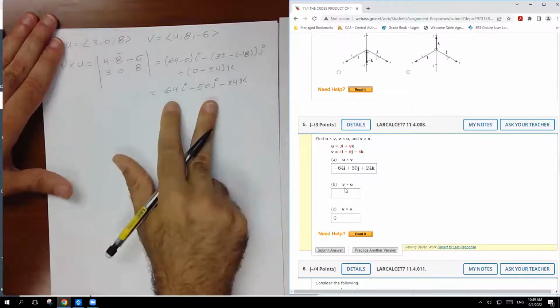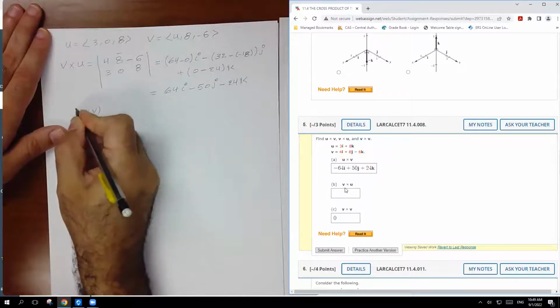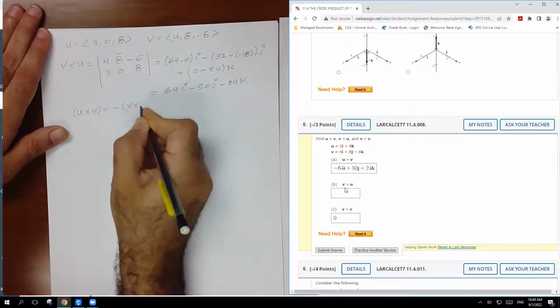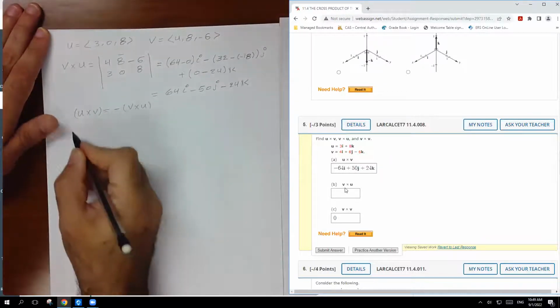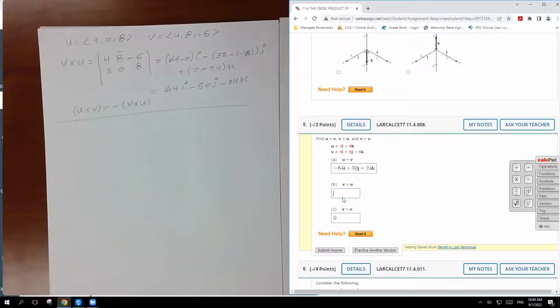You see, this is also a proof that the cross product between u and v is equal to negative the cross product between v and u. So we got the result here: 64i minus 50j minus 24k.